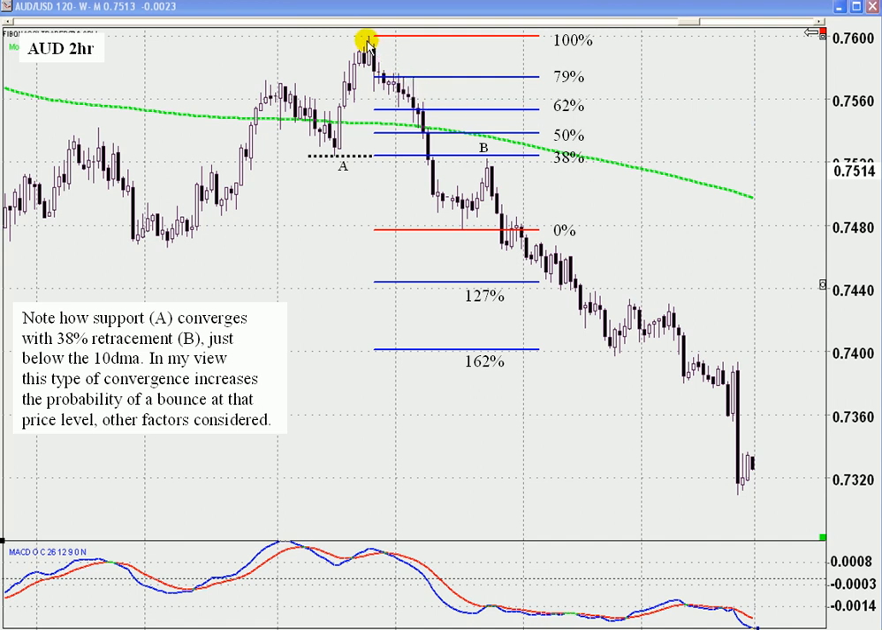Looking at this downtrend, price moves down, retraces to 38%, and support becomes resistance.